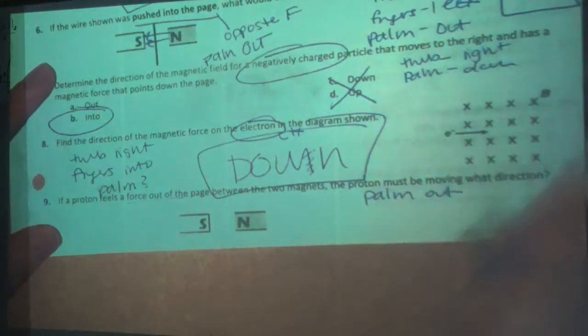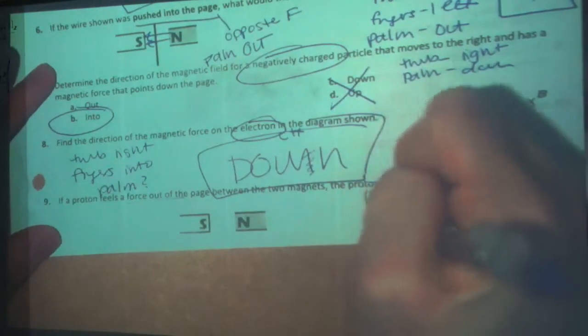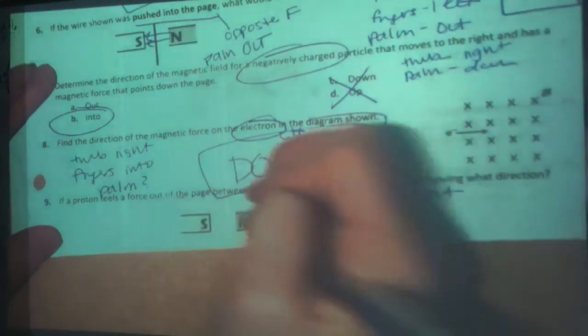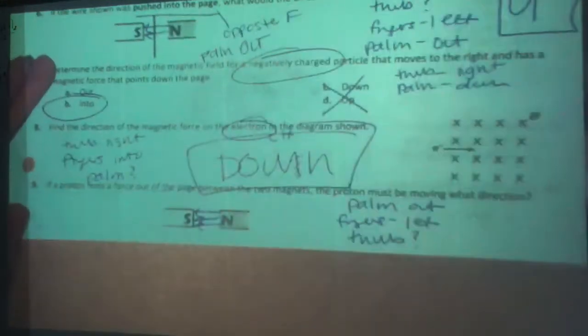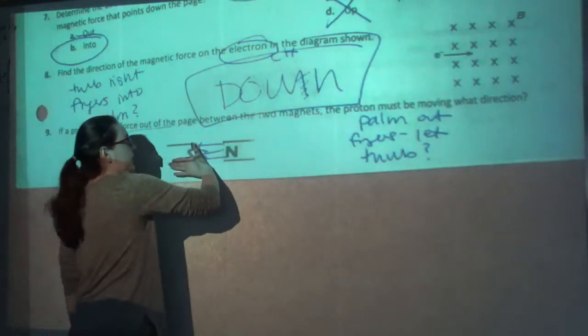Number 9, so a proton feels a force out of the page, so that's palm would be out of the page. Which way is the proton moving? So I'm looking for what my thumb is doing. My fingers are going out of north and into south, so that means my fingers are going to the left. So fingers to the left. It's a proton, so I use my right hand. Fingers to the left, my palm is facing out. Fingers to the left like this, palm facing out, that leaves my thumb pointing up. So the proton must have been moving up the page.